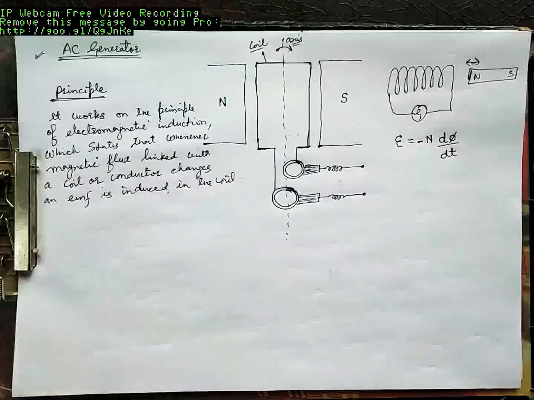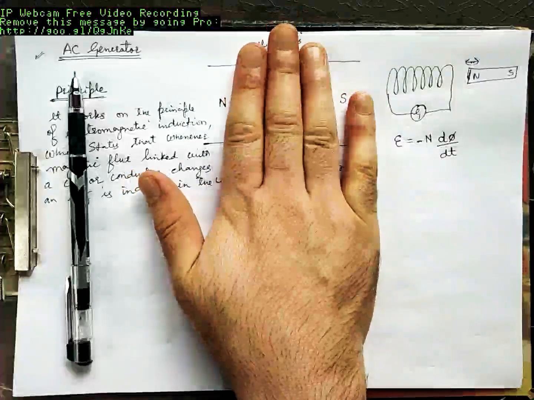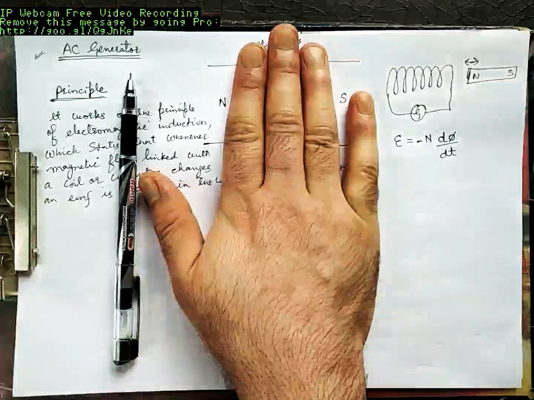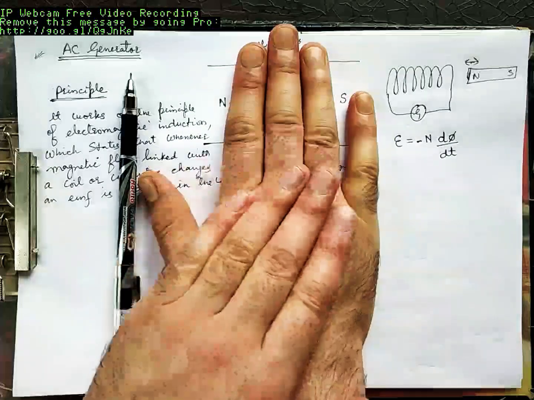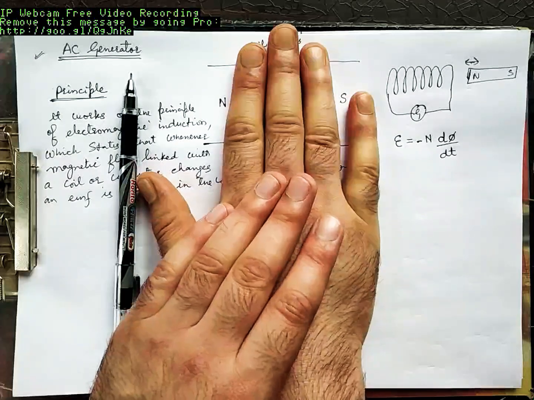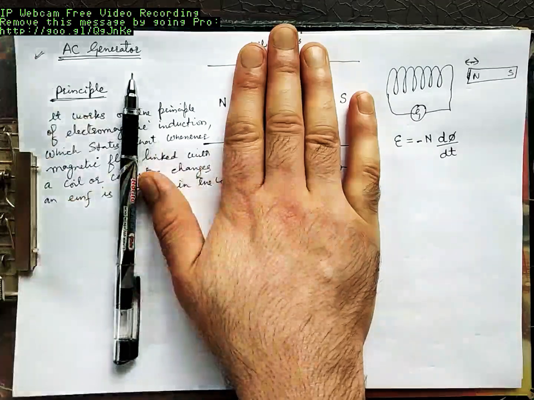Now tell me one thing. If you keep this coil stationary at this position, on this side you have a north pole, on this side you have a south pole. There is no flux passing through this. When there is no flux passing through this, will there be an induced EMF in this? Answer is no. There is no flux, there is no change in flux, so EMF induced here is 0.